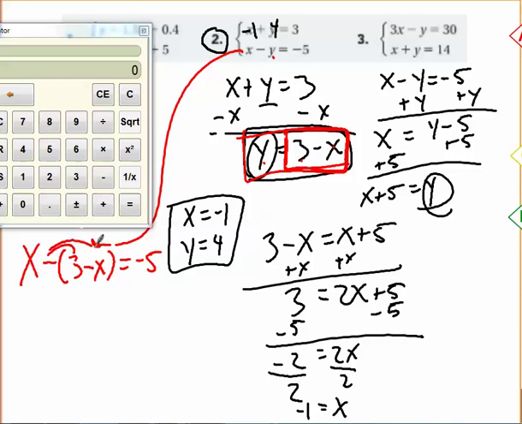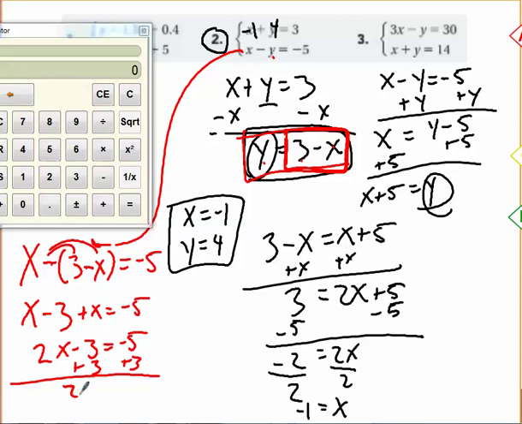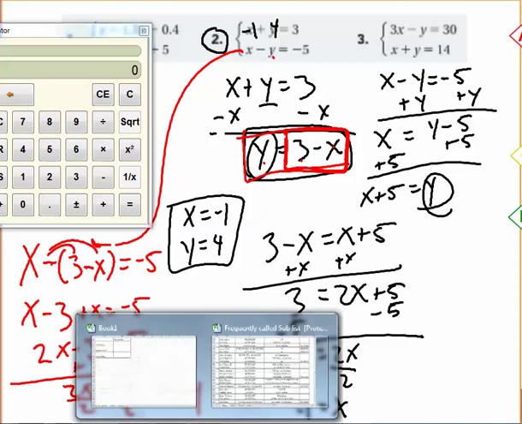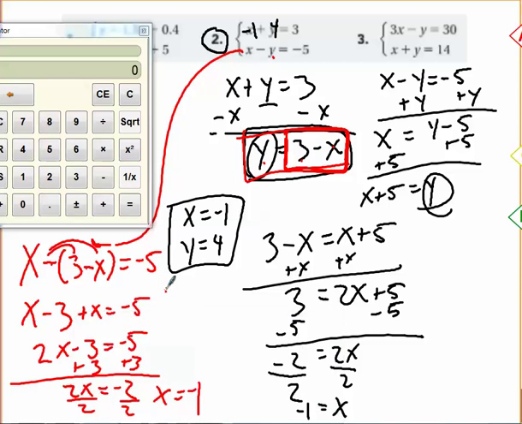So then I have to distribute. So we have x minus 3. Negative times a negative is a positive. So x plus x is 2x minus 3 is equal to negative 5, plus 3 on both sides. So we get 2x is equal to negative 2, divided by 2. Oh my goodness, and x again equals negative 1. Perfect. So that's another way of doing it: just getting one of the variables isolated and then plugging in the expression into that.